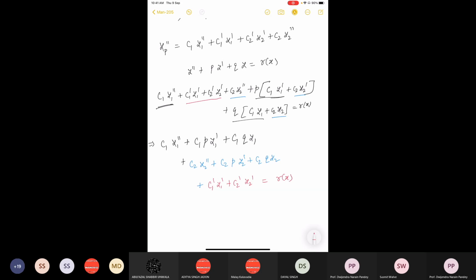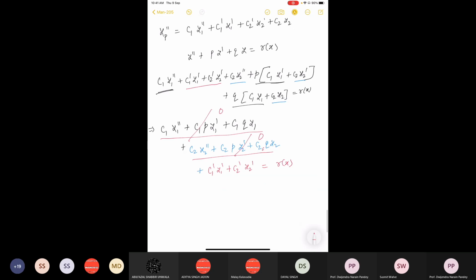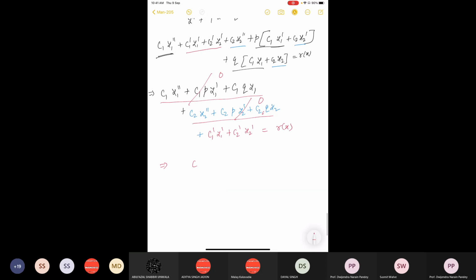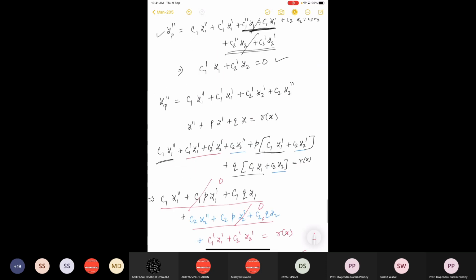Anybody? So the above two terms are 0, because y1 and y2 are solutions of the homogeneous problem. So this part is equal to 0 and this part is equal to 0. So what you will get here is c1 dash y1 dash plus c2 dash y2 dash is equal to r of x. This is another condition which you have obtained. One condition you have obtained like this, call it 1.